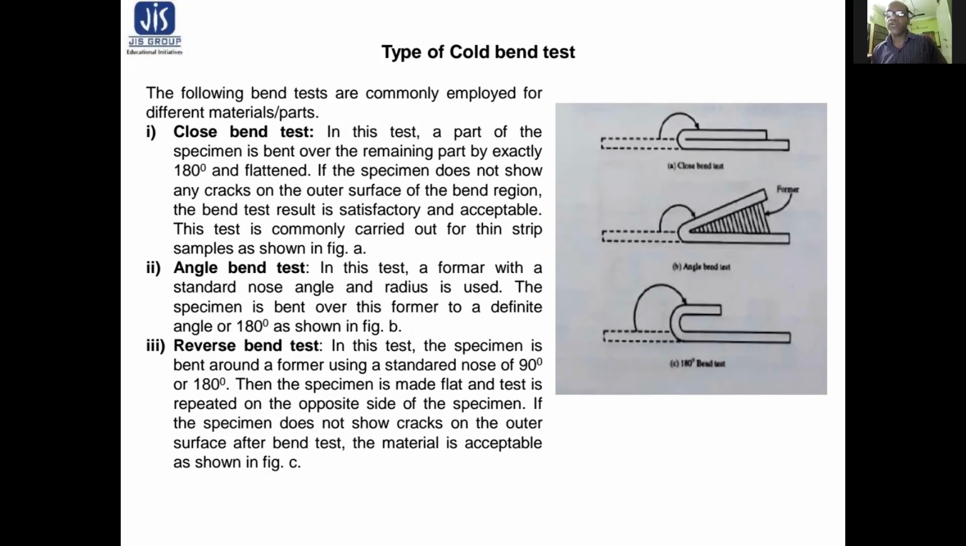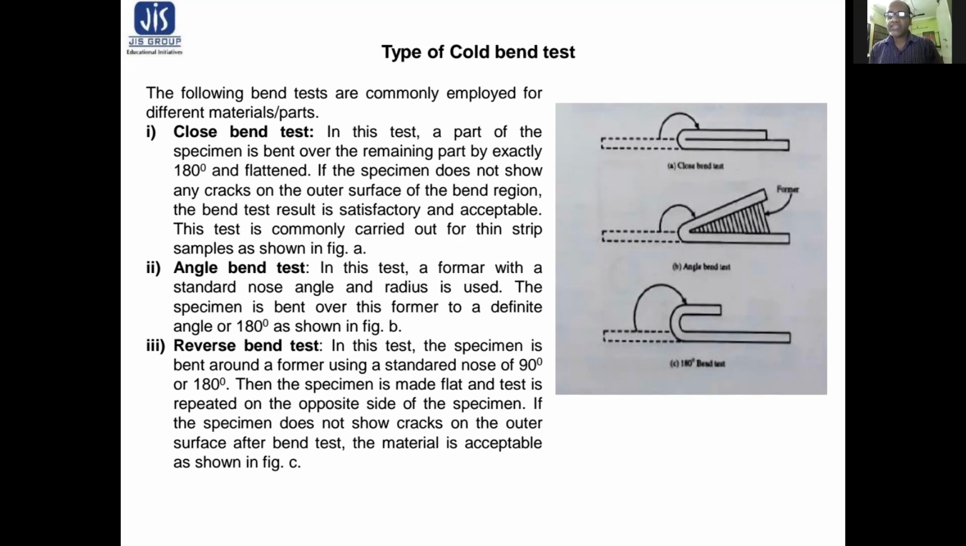Now, first of all, the close bend test. In this test, a part of the specimen is bent over the remaining part by exactly 180 degrees and flattened. If the specimen does not show any cracks on the outer surface of the bend region, the bend test result is satisfactory and acceptable. This test is commonly carried out for thin strip samples as shown in figure A.